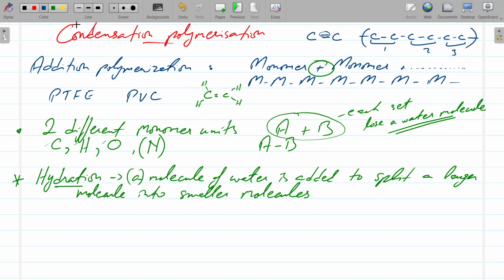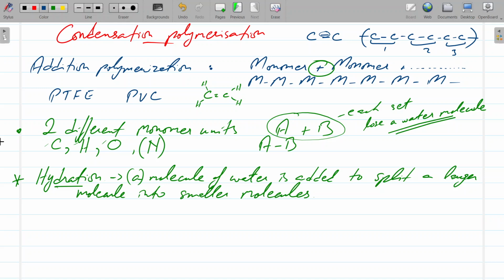Sir, can you please explain this again? Like condensation polymerization. So I'll explain it with an example. Let's go forward. I'll explain the basics again. For example, you have nylon. Now, we've all heard the word nylon.